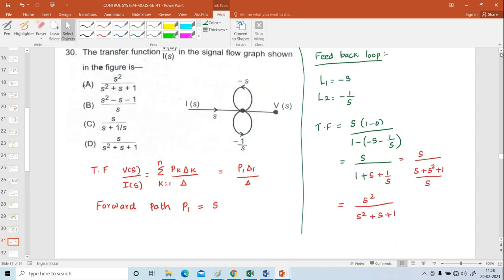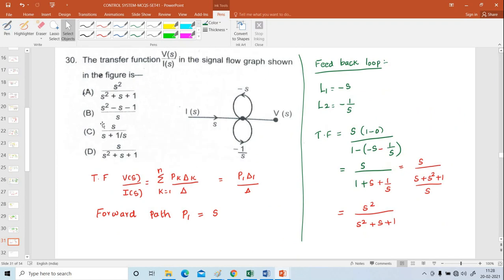And next, problem number 30. The transfer function V of S divided by I of S in the signal flow graph shown in the figure. So in the transfer function also, I am going to find out the transmittance. V of S divided by I of S, Pk delta k divided by delta. So first find out the forward path. So this is the forward path, that is S. Here two self loops are on the same node. So one of the loops is minus S and the second loop is minus 1 by S.